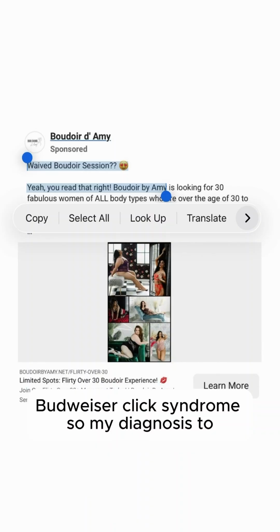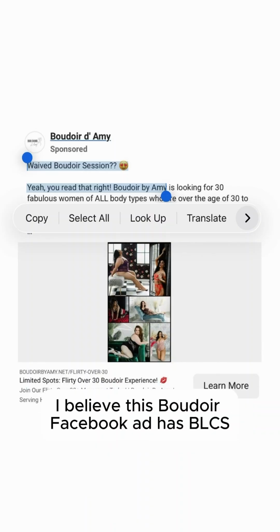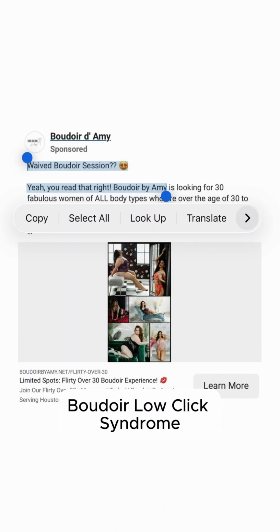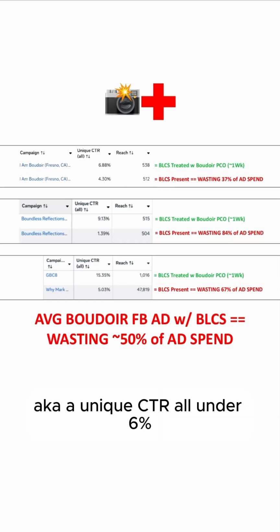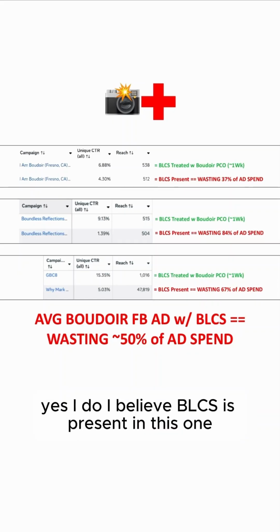So my diagnosis: do I believe this Boudoir Facebook ad has BLCS, Boudoir low click syndrome, aka a unique CTR all under 6%? Yes, I do. I believe BLCS is present in this one.